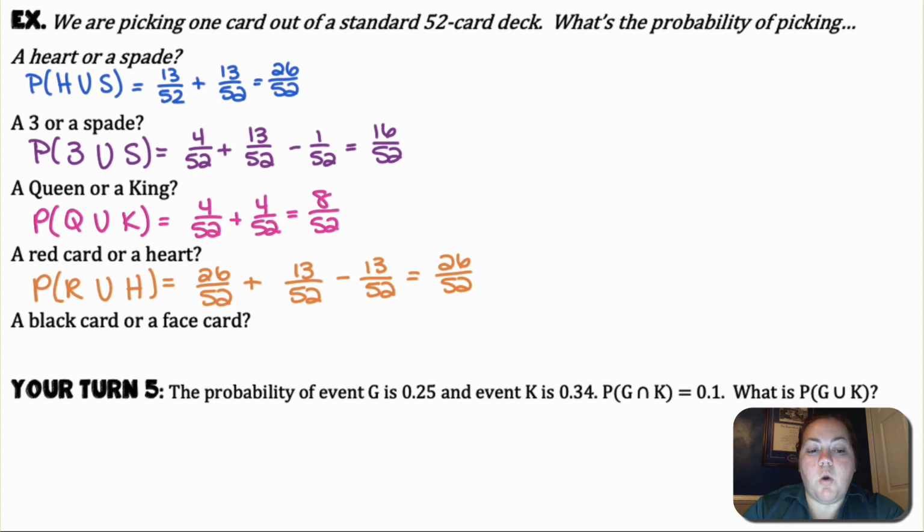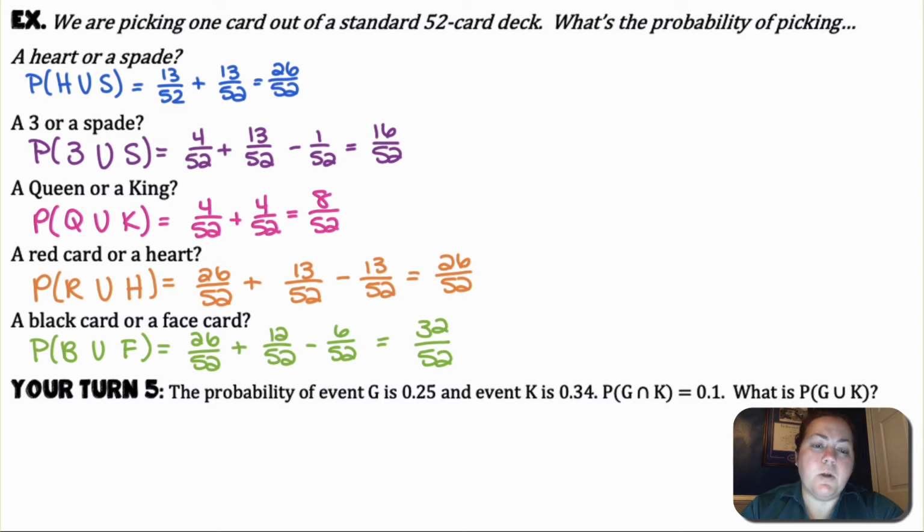A black card or a face card. So half of my cards are black, so 26 out of 52. Plus I have 12 face cards. Of those 12 face cards, 6 of them are black face cards, so minus 6 out of 52 gives me 32 out of 52. And when you're working with probabilities, you can keep them fractions, decimals, percentage. You can simplify or not simplify. The AP exam is not super picky on this.